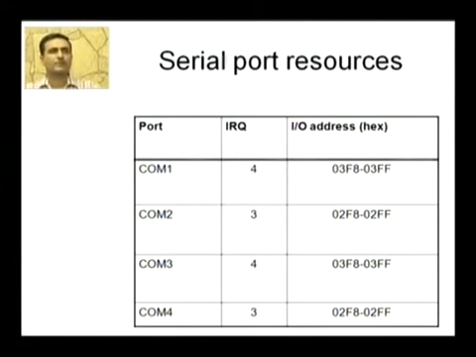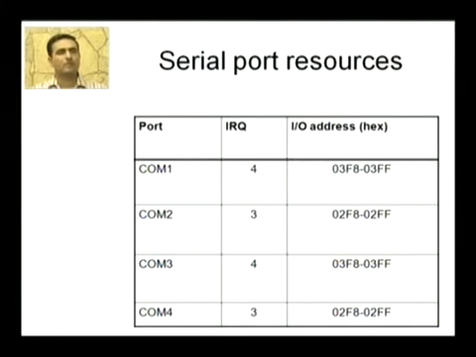As you can see from the table, there are various serial port resources. There are the 4 serial port resources: COM1, COM2, COM3 and COM4. The COM1 port uses interrupt request resource 4. The input output address for this COM1 port is 03F8 to 03FF, and this address has been shown in hexadecimal.